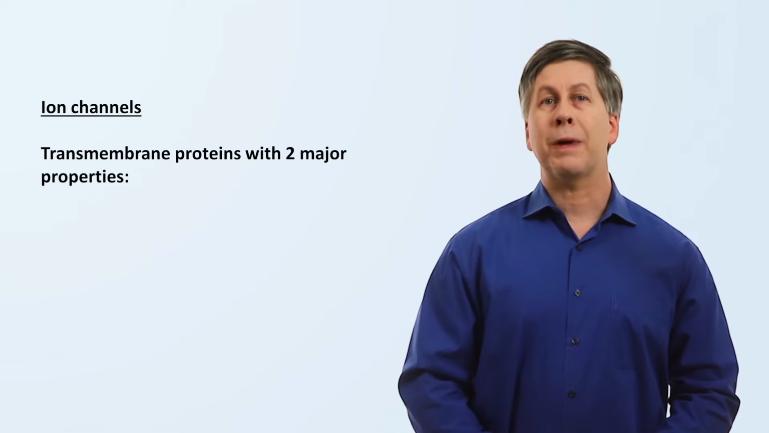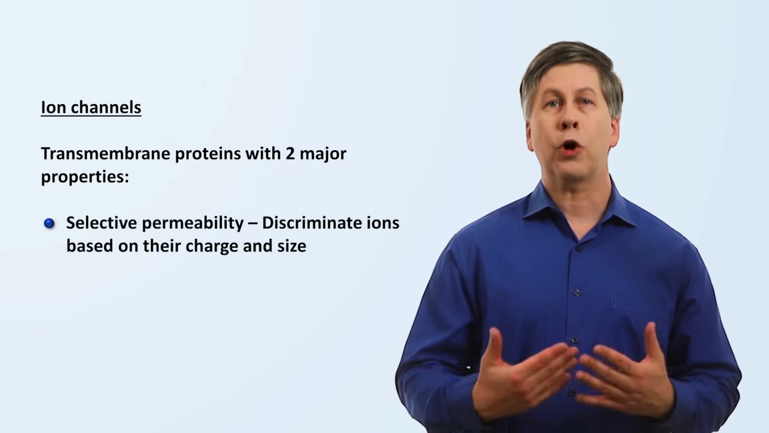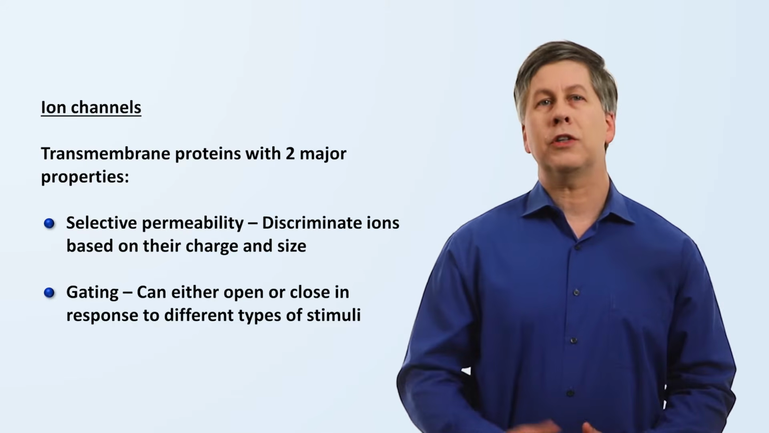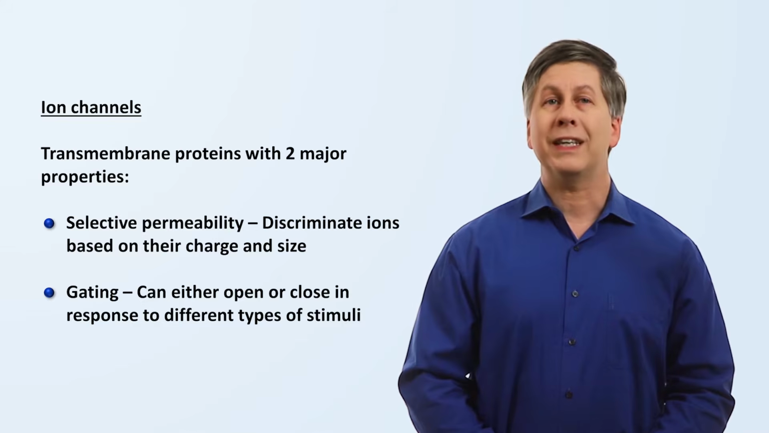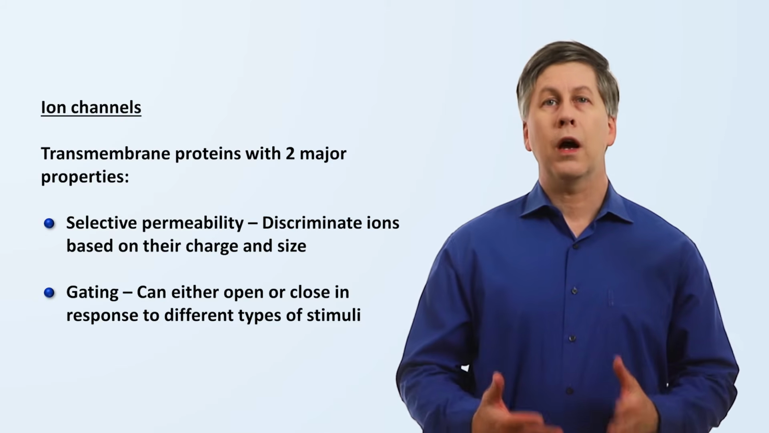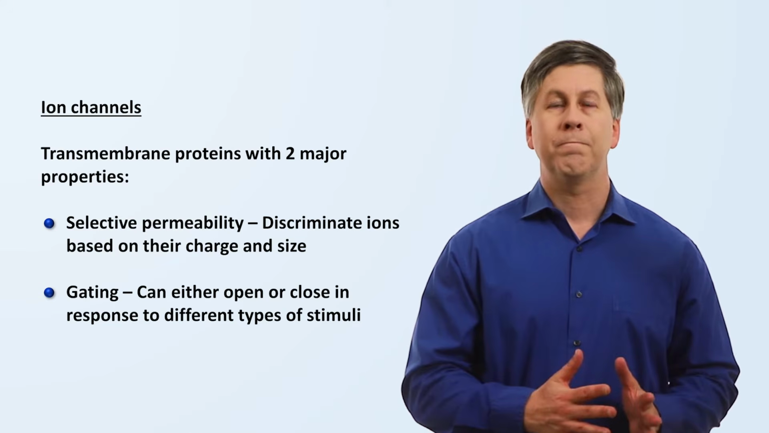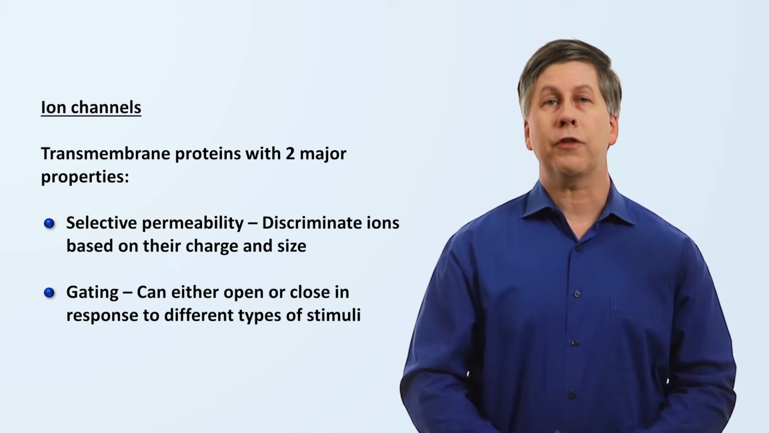To understand the action potential, we first need to understand the resting membrane potential, but before that, we need to understand some very basic concepts related to ion channels. Ion channels are proteins that span the cell membrane that are selectively permeable, meaning they can discriminate ions based on their size and charge. And they can either open or close in response to different types of stimuli, a property known as gating. When open, ion channels allow the passive diffusion of ions from one side of the membrane to the other. What determines the direction of ion flow?